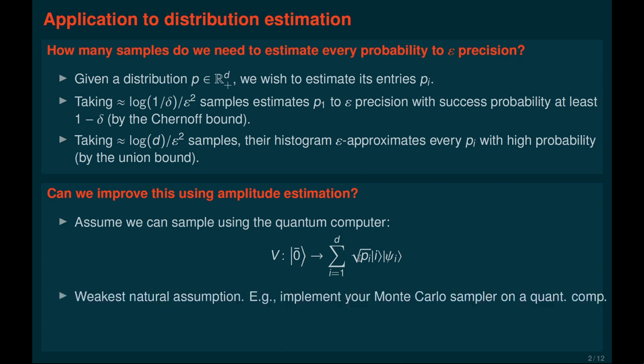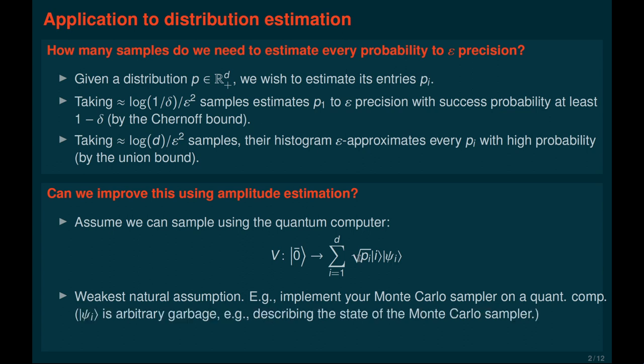And this is the weakest natural assumption when you have some coherence in your input model. And just as an example of why it is reasonable to have such an assumption, think, for example, if you have some classical procedure to produce your samples. Maybe you are running some Monte Carlo algorithm. Now, running this Monte Carlo algorithm on your quantum computer instead is exactly providing you this kind of access. This gives you a coherent way to prepare your samples, and then the probabilities are indeed correct, just how it comes out from your quantum computer.